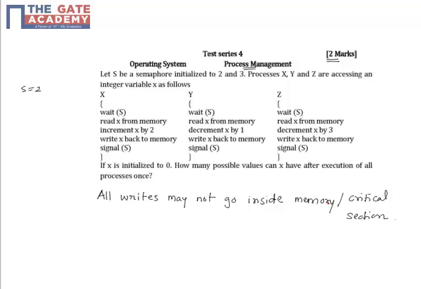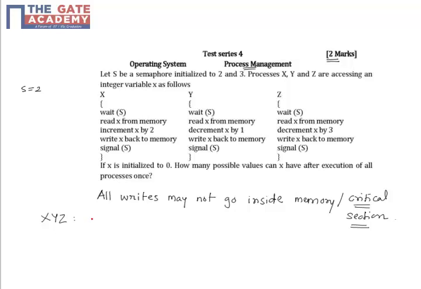The only thing to note here is that all writes may not go into the memory. Because we are accessing the critical section, it is not necessary that all your writes will go into the memory. So let's assume that all the writes go into the memory and these processes are going into the critical section one by one. So let's assume that X, Y, Z all writes are going into the memory.